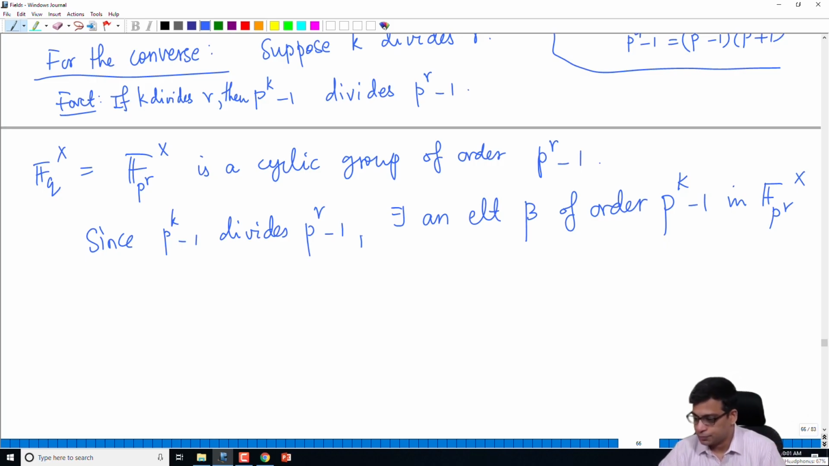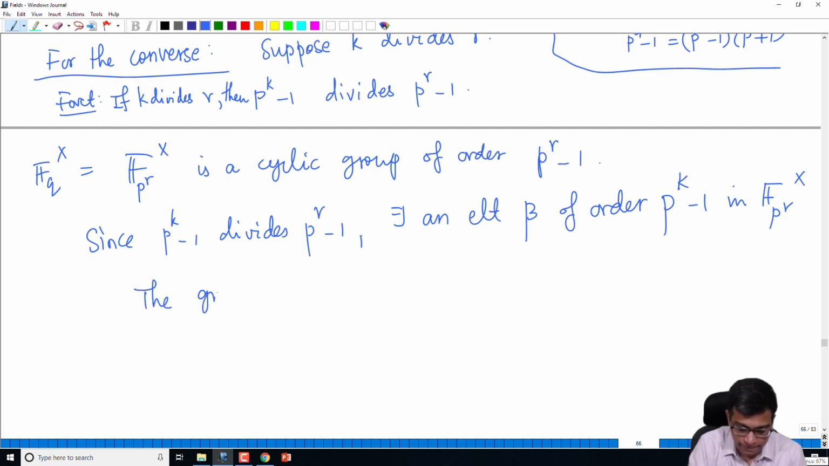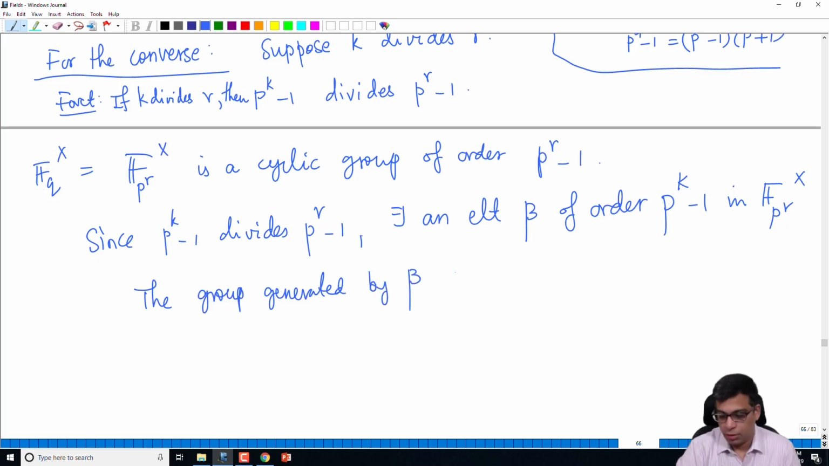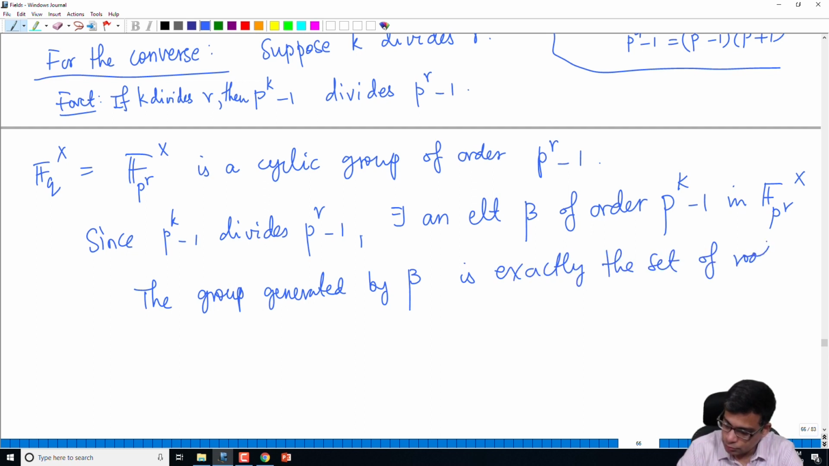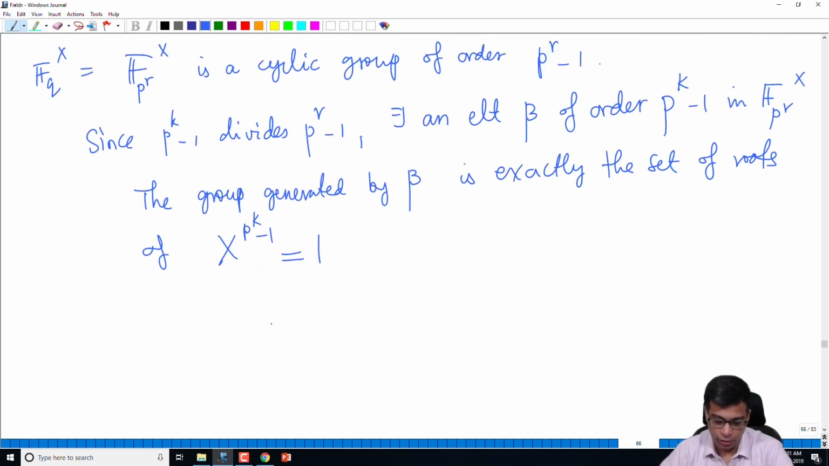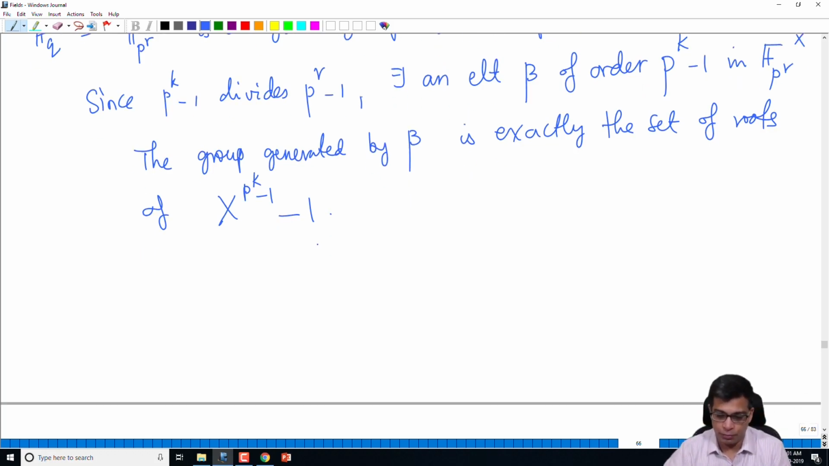So now the group generated by beta is exactly the set of roots of x power p power k minus 1 equal to 1, right? Roots of this polynomial, because if beta has order p power k minus 1, it means beta power p power k minus 1 is equal to 1. Similarly, beta squared has that property, beta cubed has that property, all powers of beta have that property.